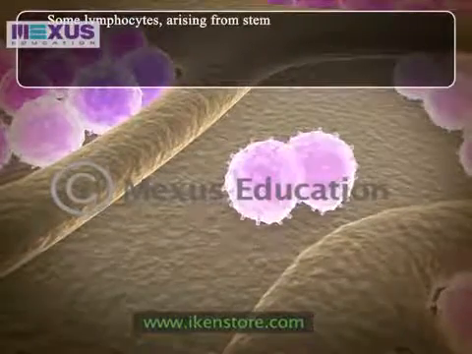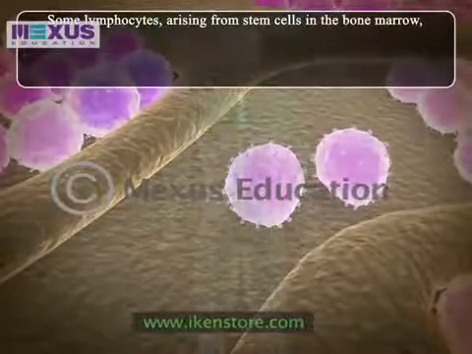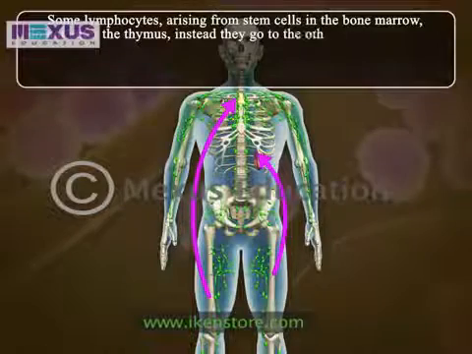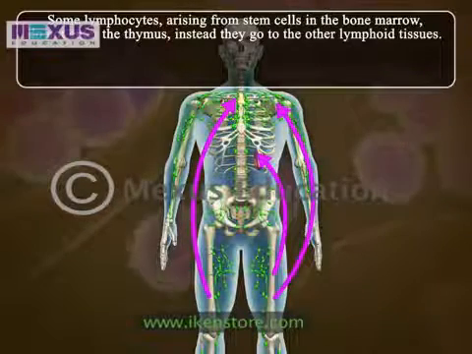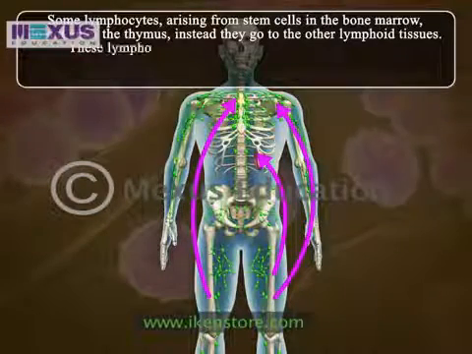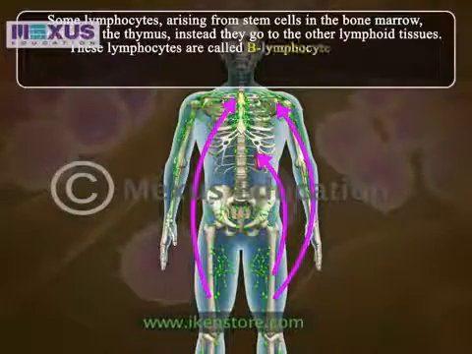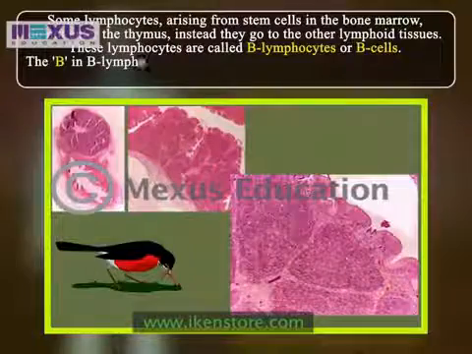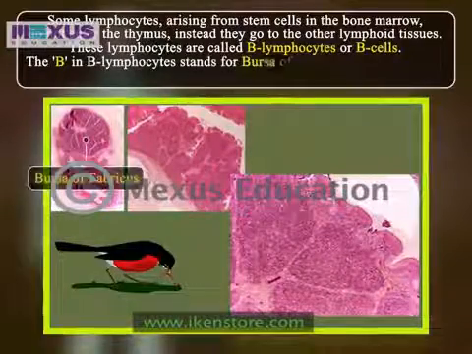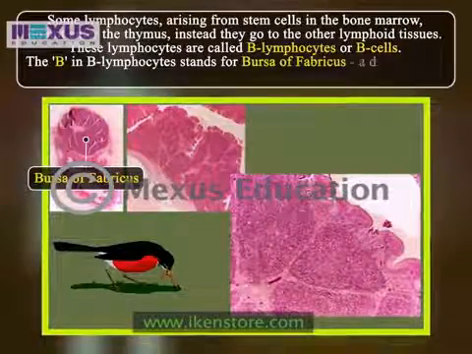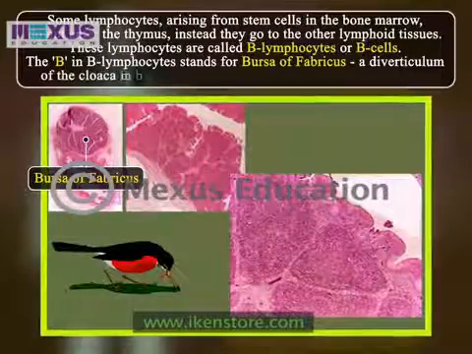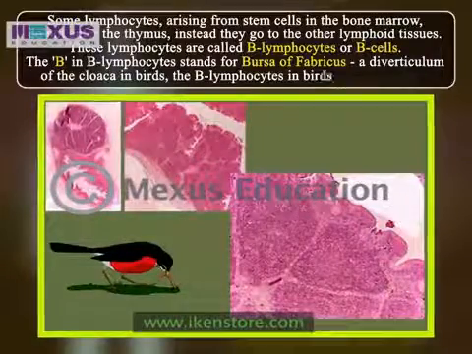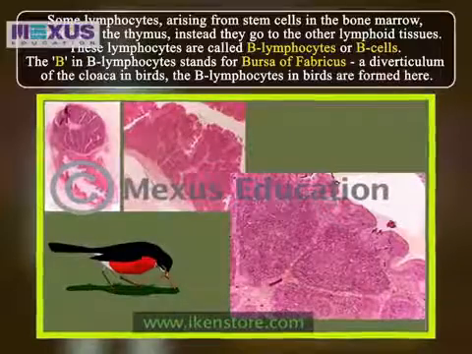Lymphocytes arising from stem cells in the bone marrow do not enter the thymus, but instead go to other lymphoid tissues. These lymphocytes are called B lymphocytes or B cells. The B in B lymphocytes stands for bursa of Fabricius, a diverticulum of the cloaca in birds. The B lymphocytes in birds are formed here.